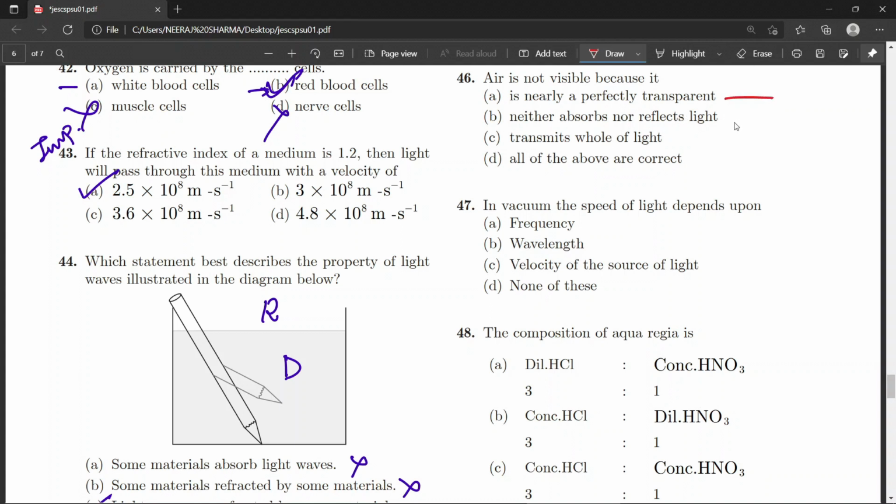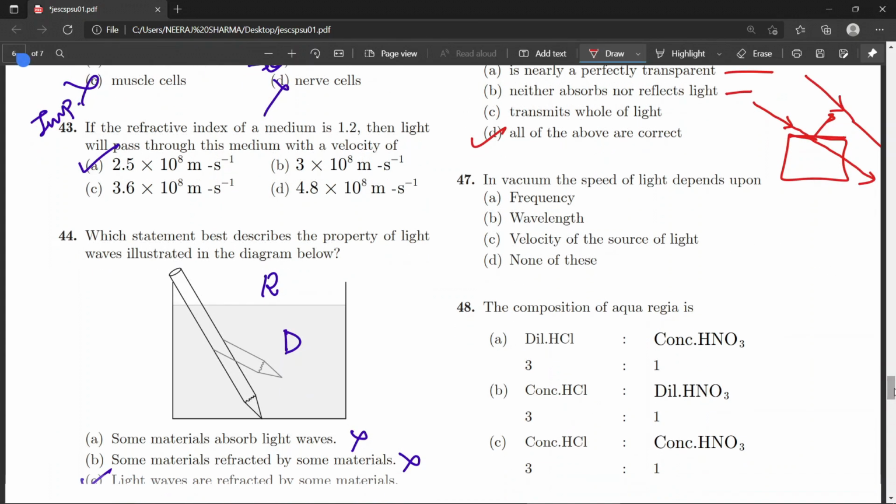Of course, it can neither absorb nor reflect light. We know that if light is passing like this, it will continue passing in the same manner, right? So it is not going to absorb or reflect the light. It transmits the whole of the light, of course. If we have air present over here, light passing through it is going to be directly transmitted. It is not going to reflect or refract or whatever. So all of the options are correct, and option D is the correct answer.